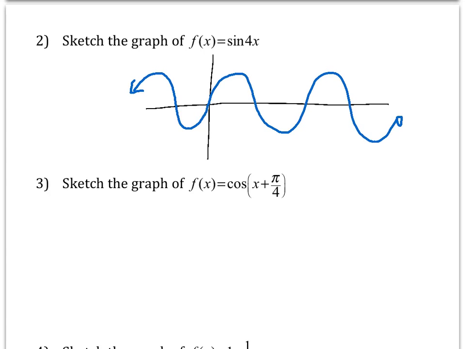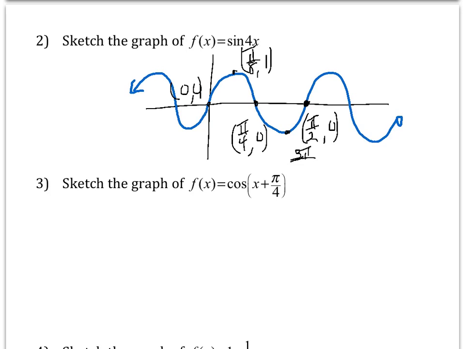And instead of labeling it 2 pi comma 0, I'm going to label this point, let's see, the period's 2 pi divided by 4, which is pi over 2, right? So this becomes pi over 2, 0. And this would be pi over 4, 0. So let's see, what would this be then? This would be pi over 8, 1, right? And this would have to be 3 pi over 8, negative 1, I believe.